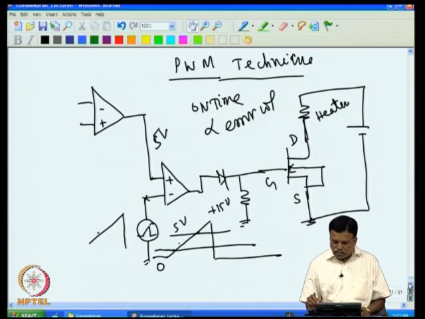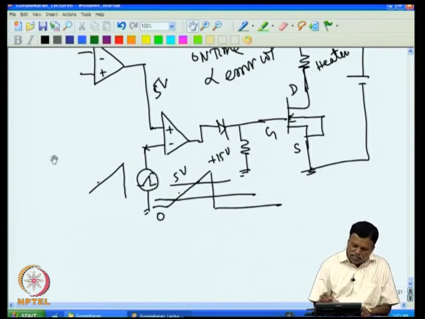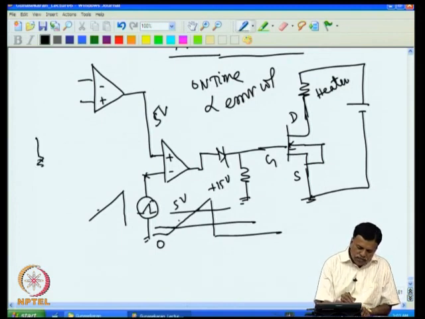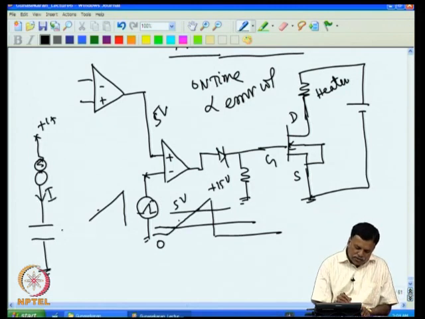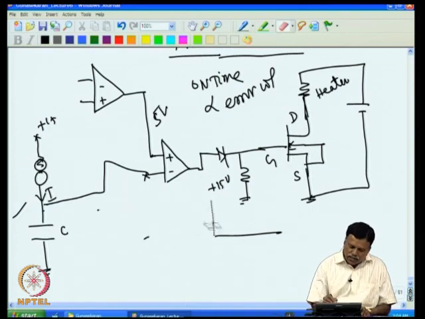There are many ways we can design the sawtooth wave. For example, one easiest thing, as we have already seen the current source, is to have a constant current source and put the capacitor here. For example, this is plus 15, and this current I is always flowing constant. If I have a capacitor C, the voltage at this point will rise linearly. This I can give to this point. For example, I want this to reach 10 volt and repeat.